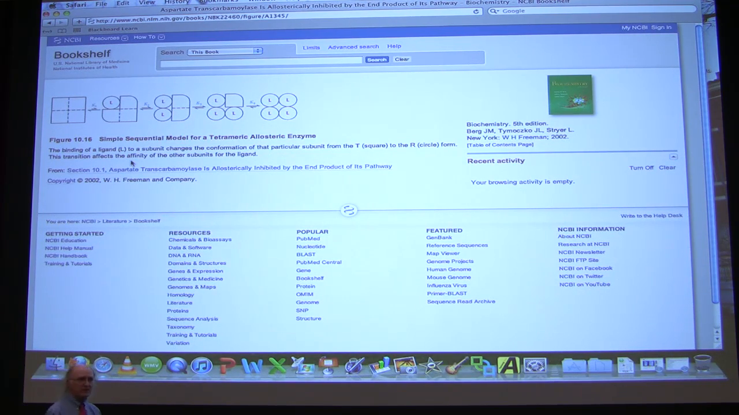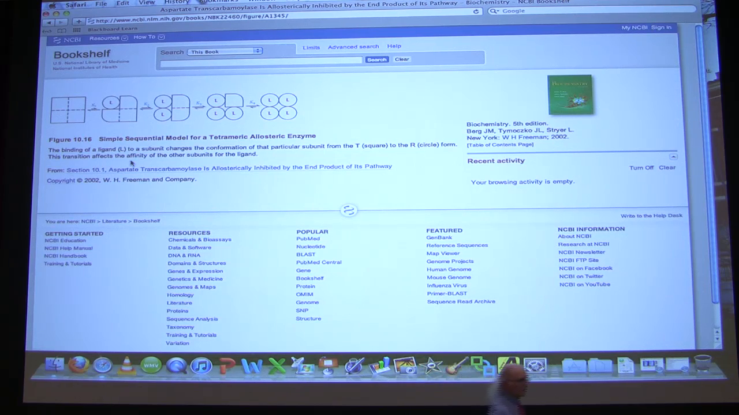It varies from one protein to another in terms of which one it tends to be more like. So there are some that will be very much more on the concerted side, others that will be very much more on the sequential side. And all I'm expecting you to do is not memorize which one is which, but to just understand what the two different models tell us.